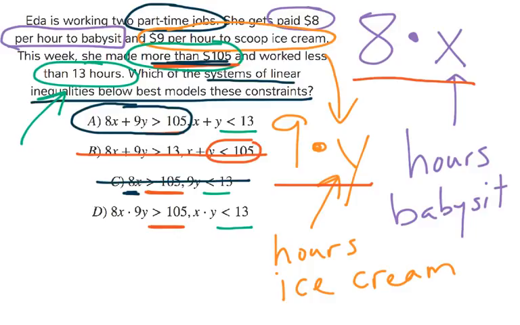And then D, 8x times 9y. This is tricky. The only difference between A and D right now is that times and the plus. If you're talking about money and adding together money, right? We want to add all the money from two different jobs to find the total. You wouldn't multiply. You would actually add. So D is wrong. A is your final answer here.